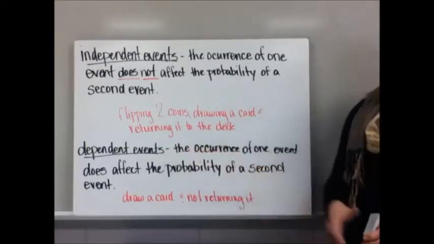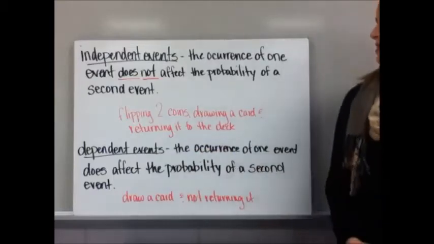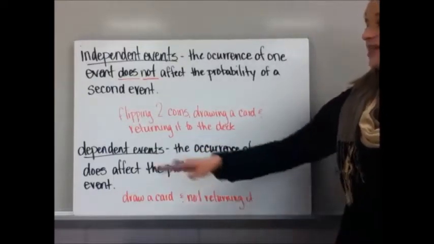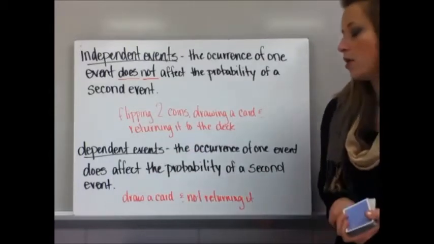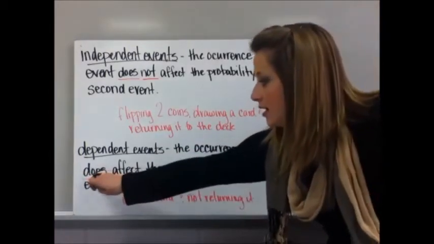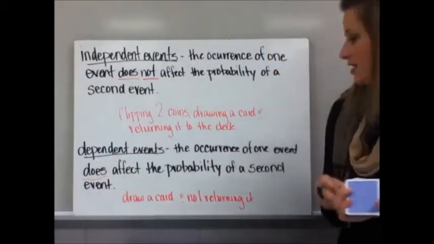I'm going to contrast that with dependent events. This is where the occurrence of one event does affect the probability of a second event. You'll want to underline that word does. It does affect the probability of a second event.